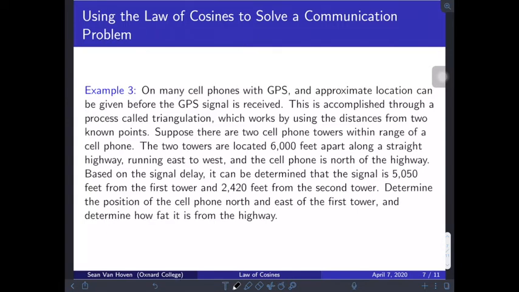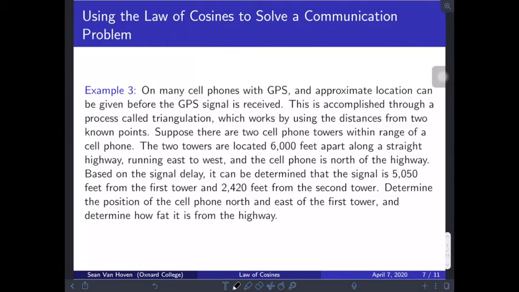Example 3. On many cell phones with GPS, the approximate location can be given before the GPS signal is received. This is accomplished through a process called triangulation, which works by using distances from two known points. Suppose there are two cell phone towers within range of a cell phone. The two towers are located 6,000 feet apart along a straight highway, running east to west. And the cell phone is north of the highway.